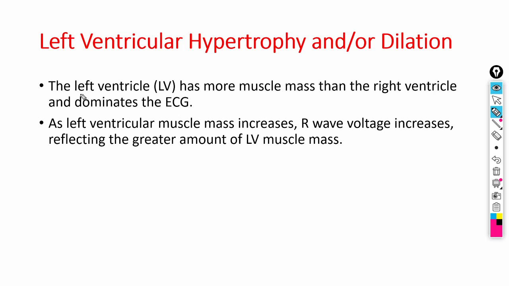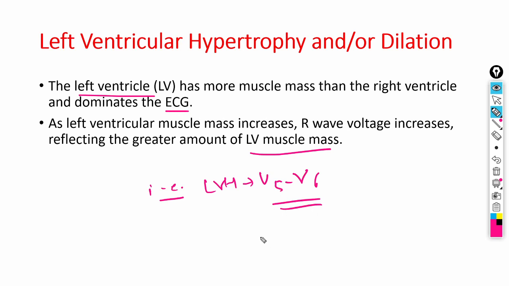The left ventricle has more muscle mass than the right ventricle, therefore it dominates the ECG by its electrical activity. As the left ventricular muscle mass increases, the R wave voltage increases, reflecting the greater amount of LV muscle mass. For the left ventricle, the R wave voltage will increase in leads V5, V6, which are the lateral leads, as well as lead 1 and AVL.